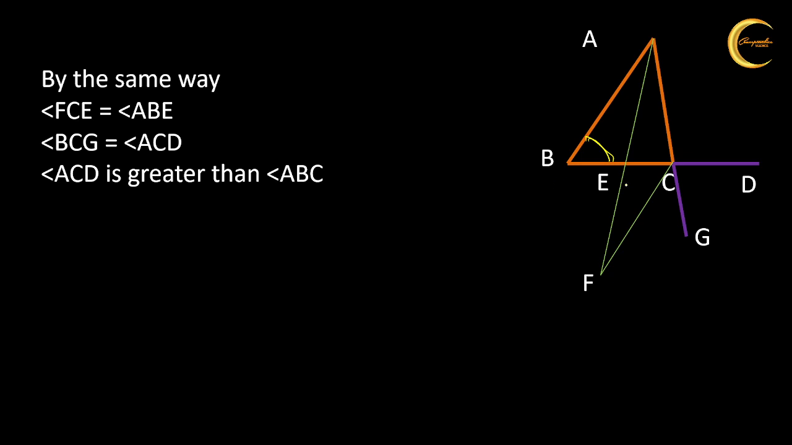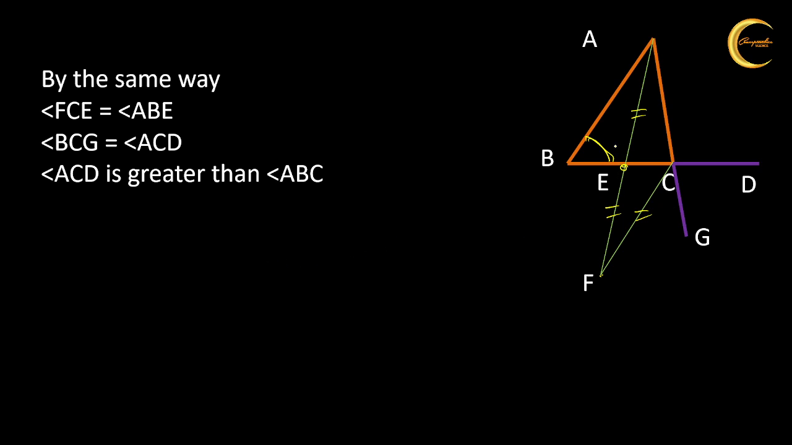Now this is the same way we can prove this. This E is the middle point of the BC side, and we have joined the line AE and produced it to F, such that EF is equal to AE. So AE equals EF, and these two points F and C we have joined by the line FC.